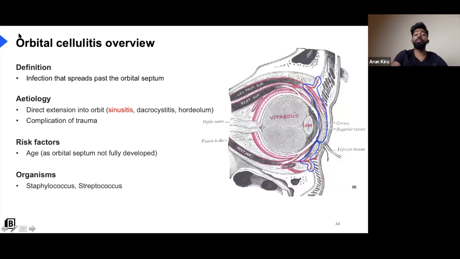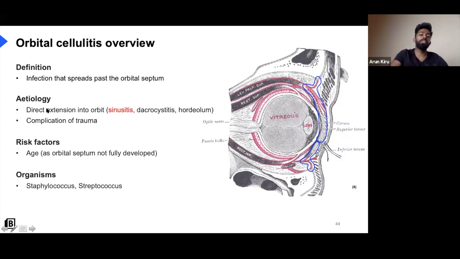Lastly, two more things. Orbital cellulitis is an infection that spreads past the orbital septum. So something we didn't actually cover at the start: your eyelid has different layers. In the middle of the eyelid there's a wall, like the septum in the center of the heart; you've got an orbital septum. So if it passes the orbital septum, it's an orbital cellulitis. If it doesn't pass, it's called preseptal cellulitis. Pre meaning in front, so in front of the septum.